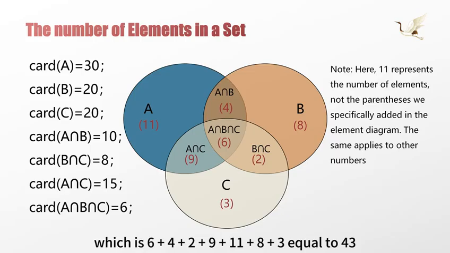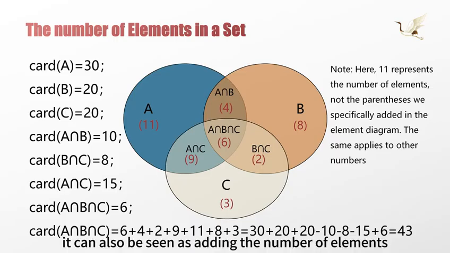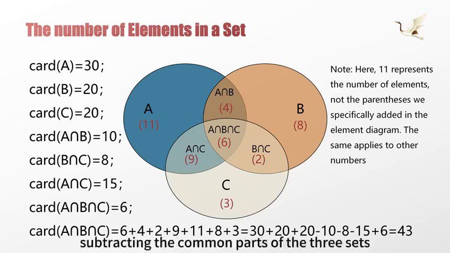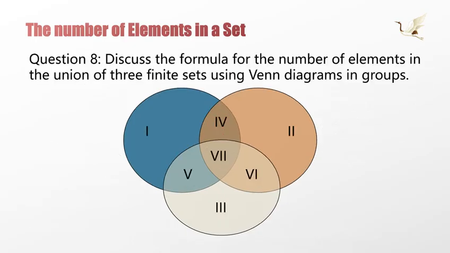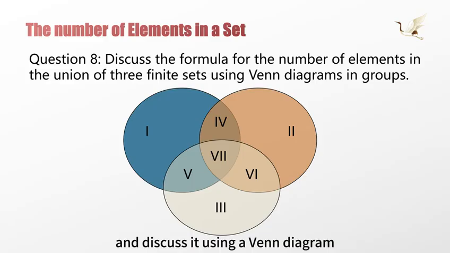equal to 43. It can also be seen as adding the number of elements in sets A, B, and C, subtracting the common parts of each pair of sets, and adding the common part of the three sets, that is, 30 plus 20 plus 20 minus 10 minus 8 minus 15 plus 6 equals 43. Therefore, we consider the formula for the number of elements in the union of three finite sets. Please divide into groups and discuss it using a Venn diagram.